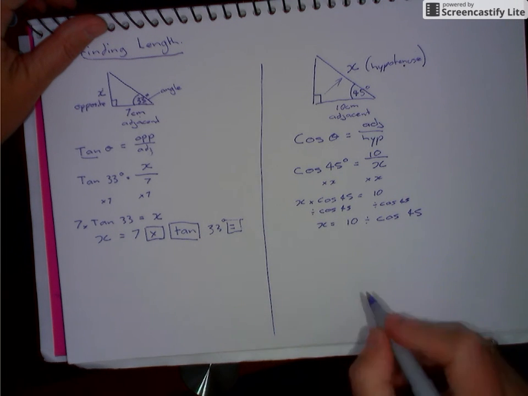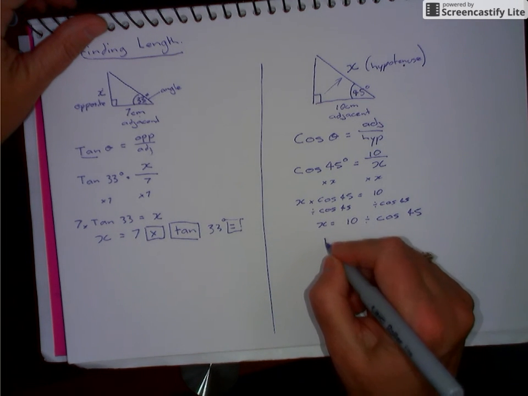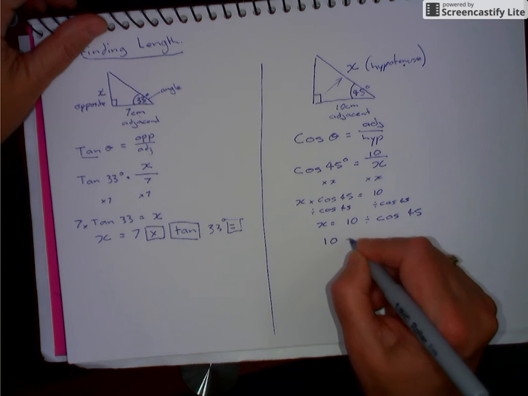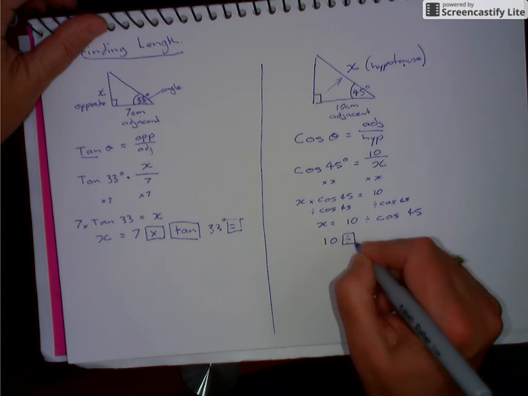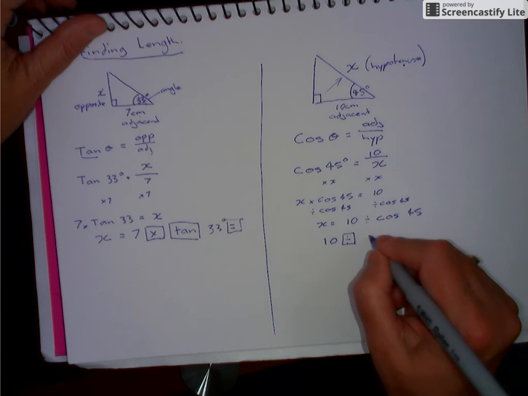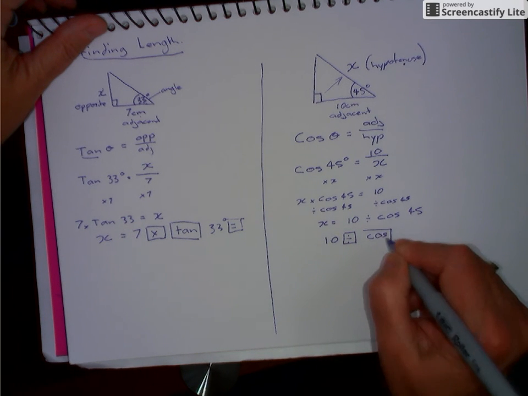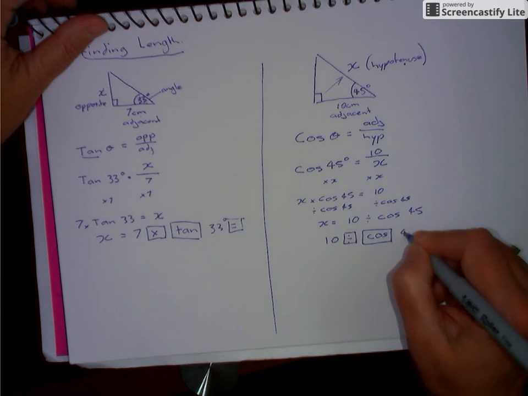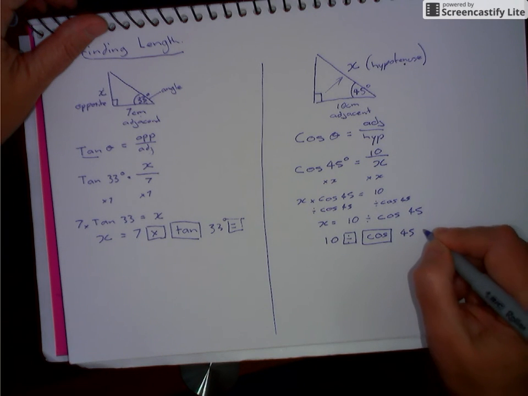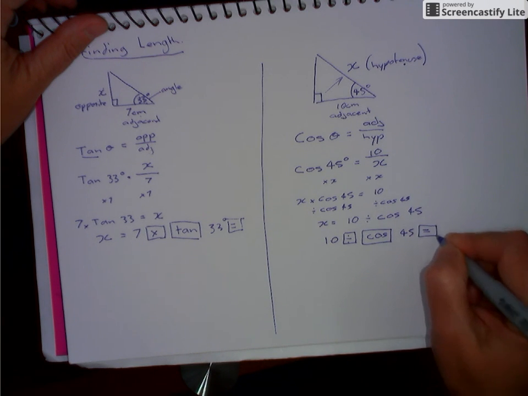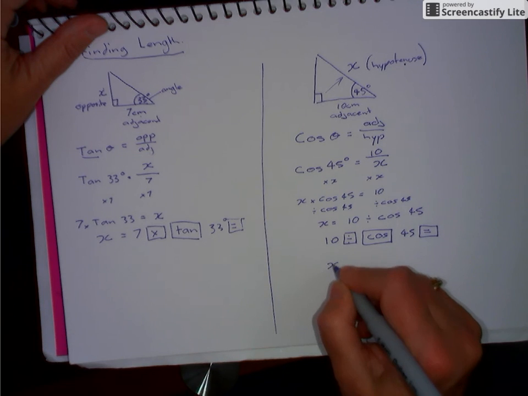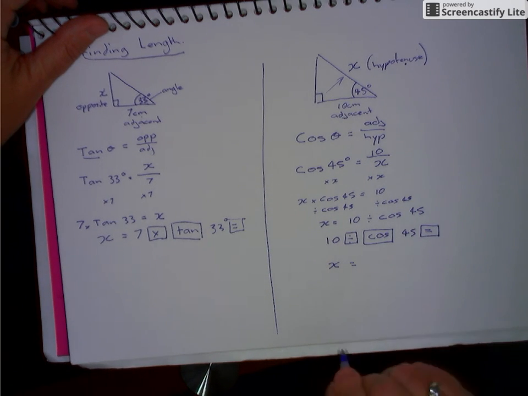So on your calculator, to find what x is, you put in 10 divided by, so 10 is our number, divided by cos, which is our ratio, 45 degrees equals. So that's what we put in our calculator. And when you put those into your calculator, you'll find out what x is.